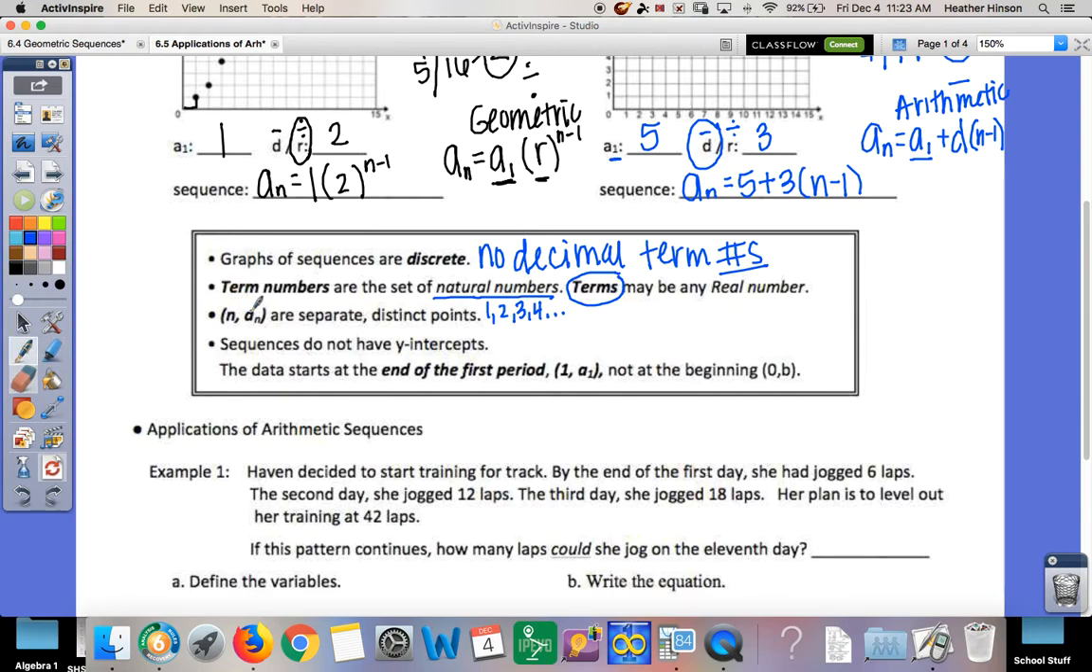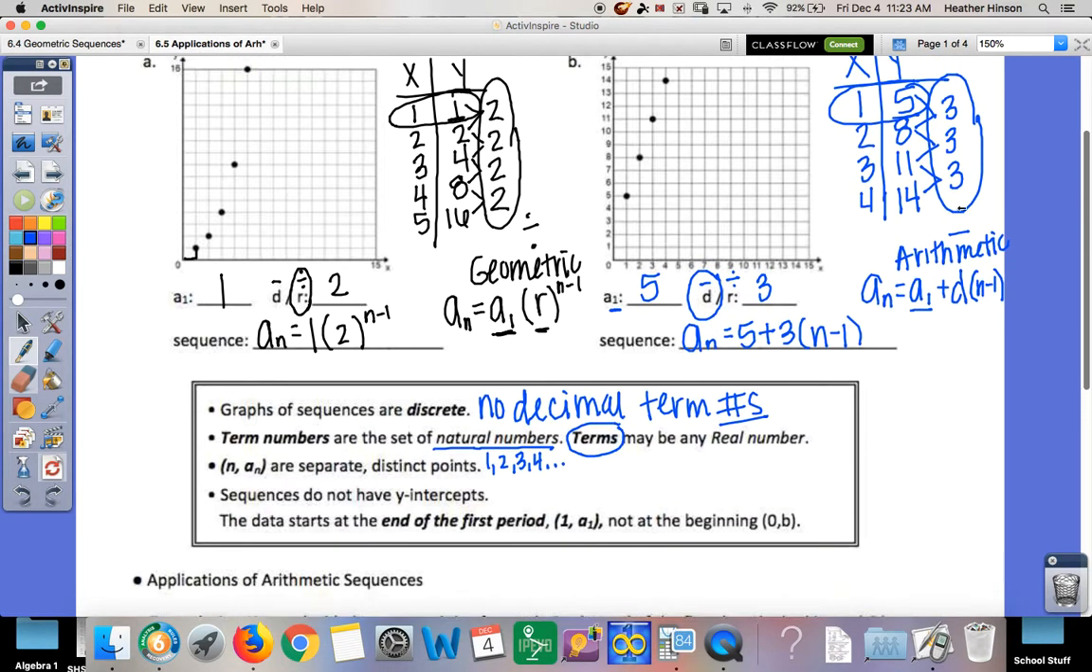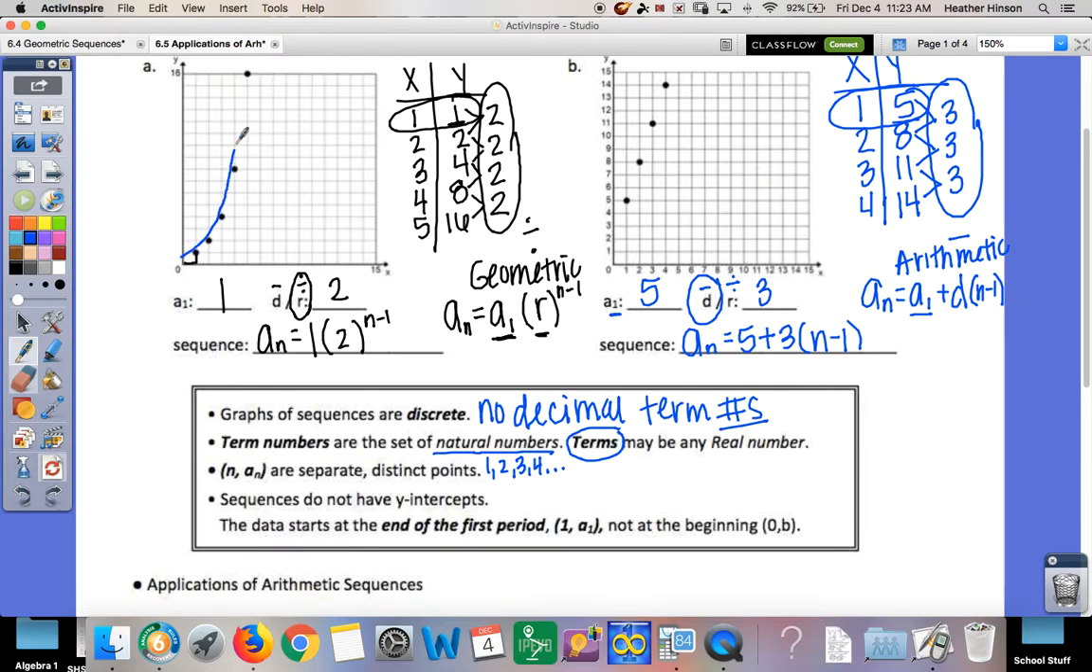So your n and your a sub 1, those are separate, distinct points. All that means is when you're looking at your graph, they're not going to be connected. Like I said, we're not measuring every single decimal between these points, every single second of every single day. We are just measuring the end of each day. So this is the end of day 1, end of day 2.